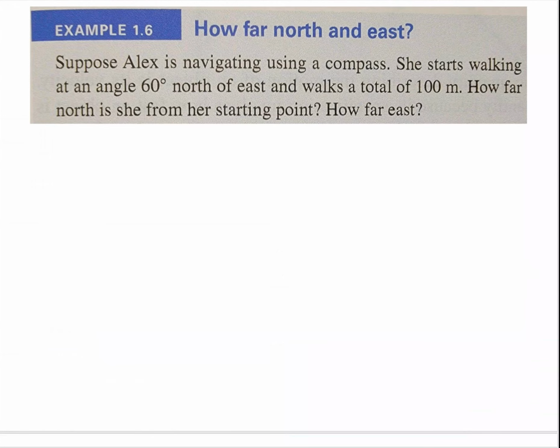So what we're going to do is start by drawing a picture. Here's her starting point at the origin. This is a pretty common problem. Now she starts walking at an angle 60 degrees north of east. That means if she was walking due east, it's northeast, but now she's walking north of that. So 60 degrees north of east means she's walking like this. That's a 60-degree angle right there.